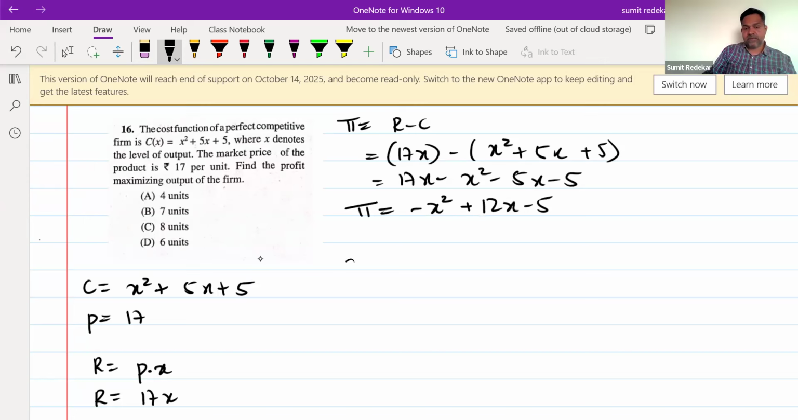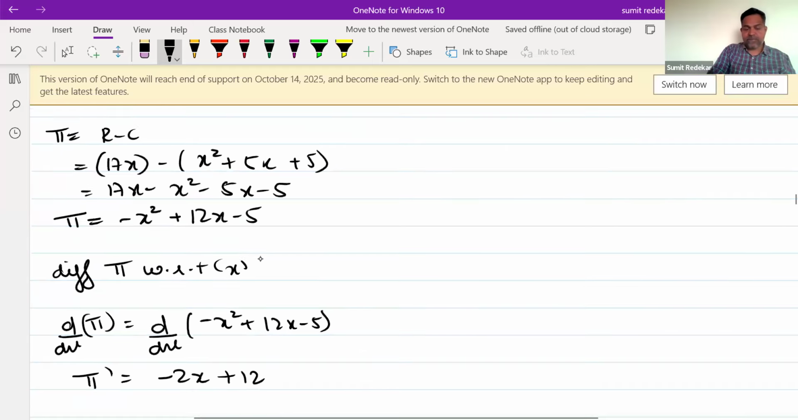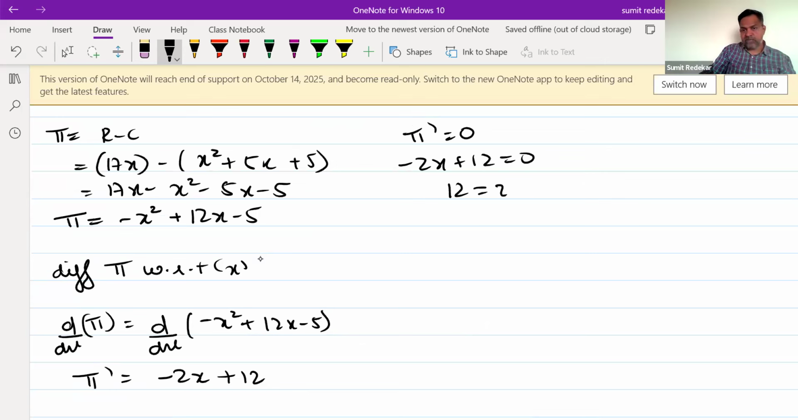अब प्रॉफिट को मैक्सिमाइज करना है, तो वी आर गोइंग टू से डिफरेंशिएटिंग द प्रॉफिट with respect to x. So the derivative with respect to x of the profit is the derivative with respect to x of negative x square plus 12x minus 5. The derivative of profit is negative 2x plus 12. अगर मुझे प्रॉफिट कहाँ मैक्सिमम है ये पता करना है, तो मुझे फर्स्ट ऑर्डर डेरिवेटिव 0 लेना पड़ेगा. मतलब minus 2x plus 12 को 0 लेना पड़ेगा. मतलब 12 is 2x हो जाएगा. मतलब x is equal to 6 हो जाएगा. At 6 the profit is either maximum or minimum.